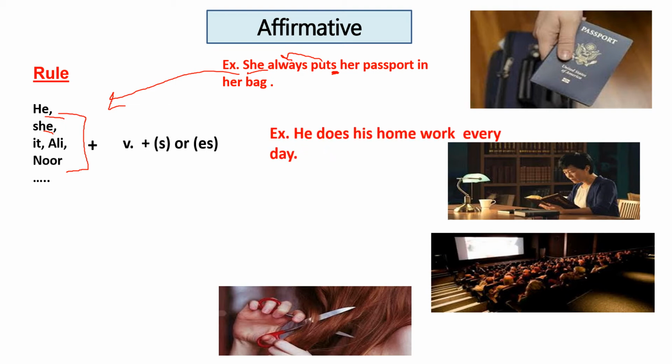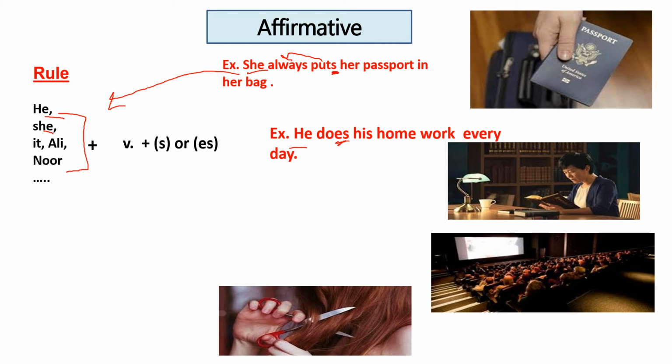Another example. He does his homework every day. يؤدي واجبه المنزلي كل يوم. Here we have singular subject. هنا أنا عندي فاعل مفرد اللي هو he. So that's why I add ES to the verb do. لذلك أضفت ES للفعل do. صارت does. ليش أضفت ES؟ لأن الفاعل مالتي مفرد.